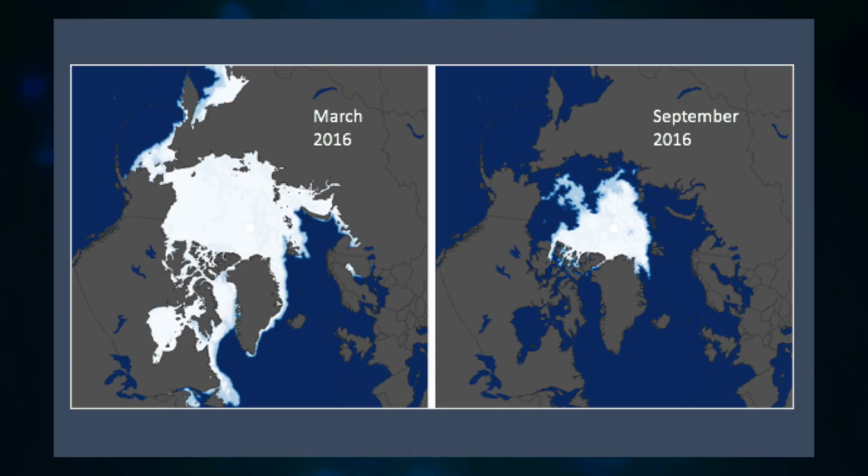So if we take a snapshot of this for end of winter and end of summer sea ice extent in 2016, you can see the difference between the two. Sea ice cover is fluctuating seasonally.